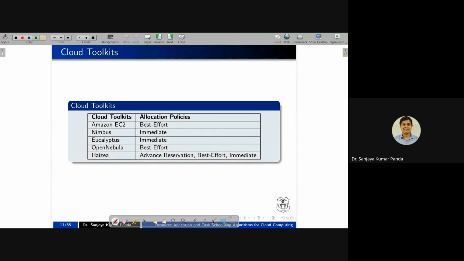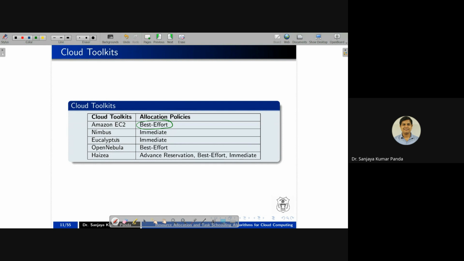In Amazon EC2, every allocation policy is considered best effort. Whatever request you make to Amazon EC2, it treats every lease as a best effort lease. What is a best effort lease? Best effort lease means as soon as the resource becomes available, I am going to provide it. There is no question of ARs.